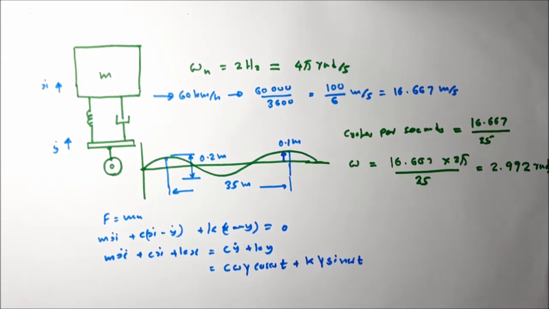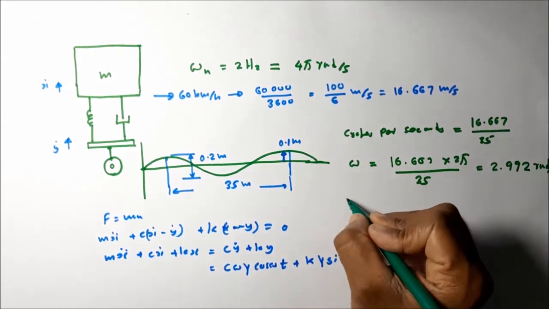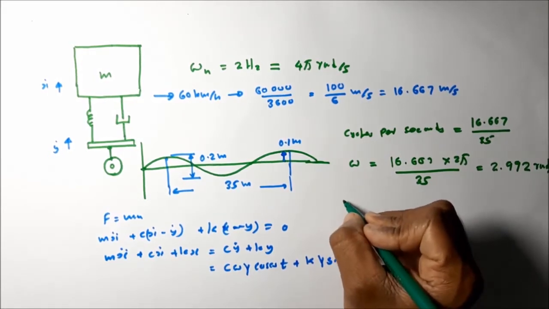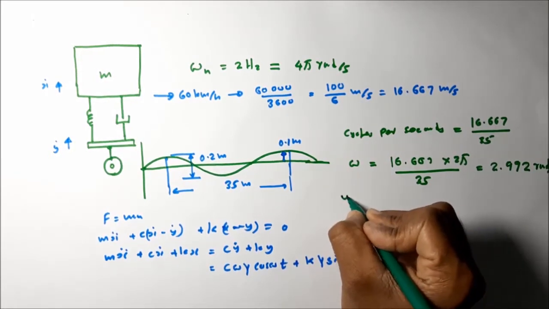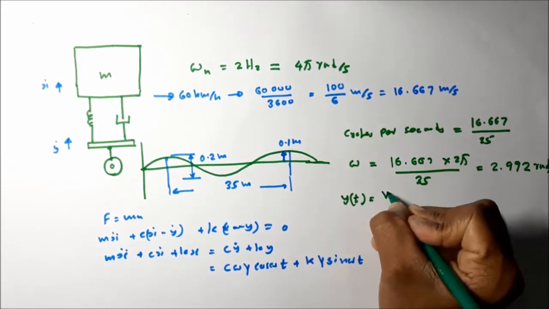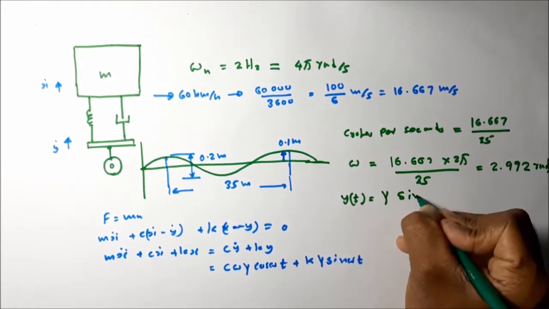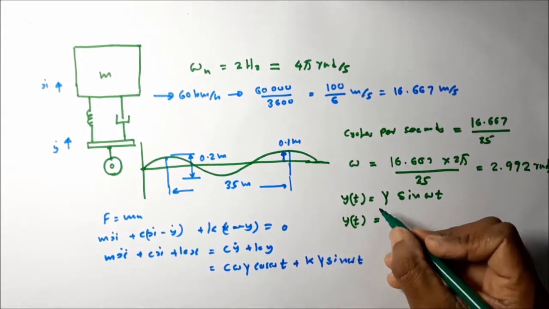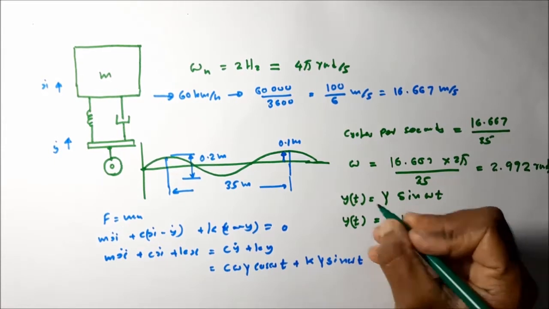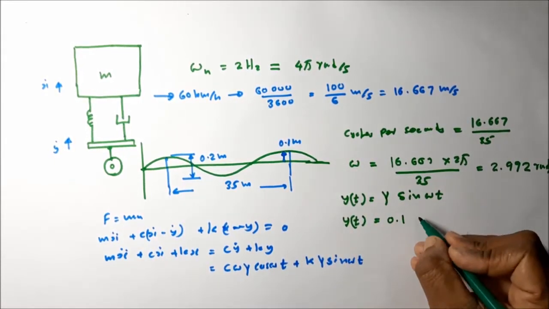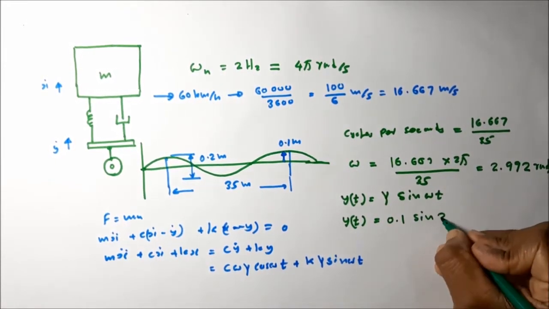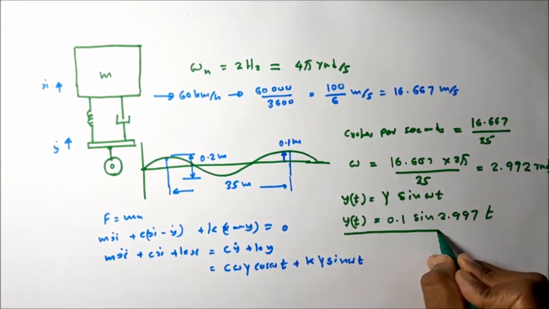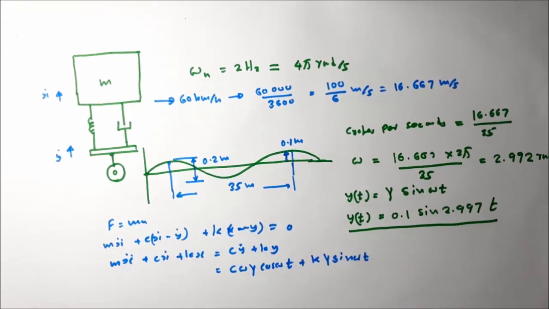That means this base excitation we can represent by a function y(t) equal to capital Y into sin omega t. In this situation, y(t) is the base excitation function with frequency 0.1 as the amplitude of the base excitation, sin 2.997 into t. This is the base excitation function y.